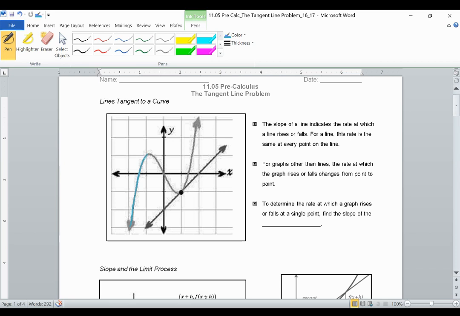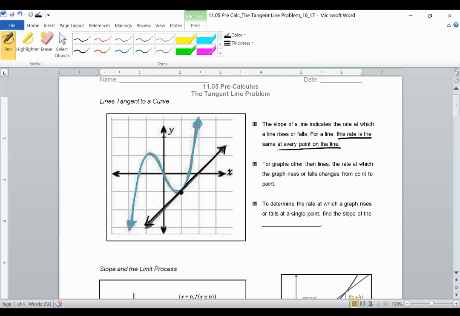So if we take this curve right here, we can't find the slope of this blue curve, because the rate of change is not constant for a curve. It's only constant for a line. The slope of a line indicates the rate at which a line rises or falls. For a line, this rate is the same at every point. So no matter what 2 points we take off this line, and we do change in y over change in x, that will always give us the same number.